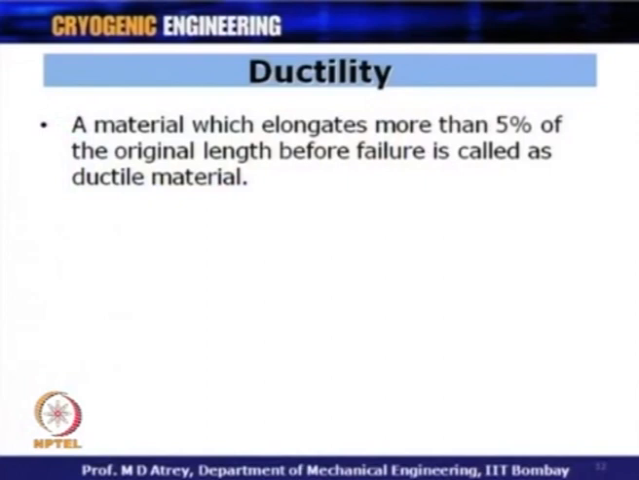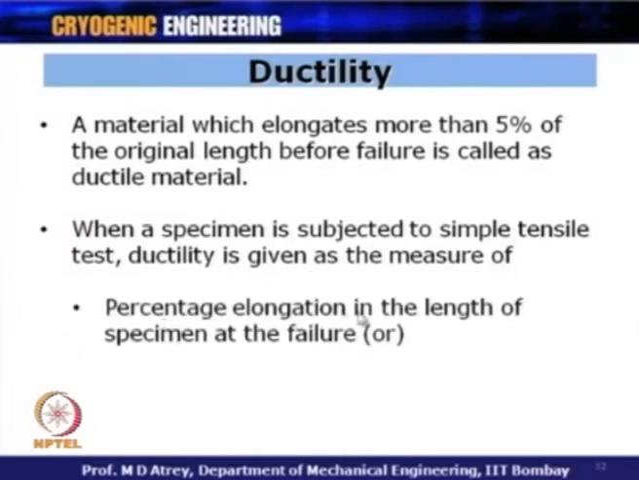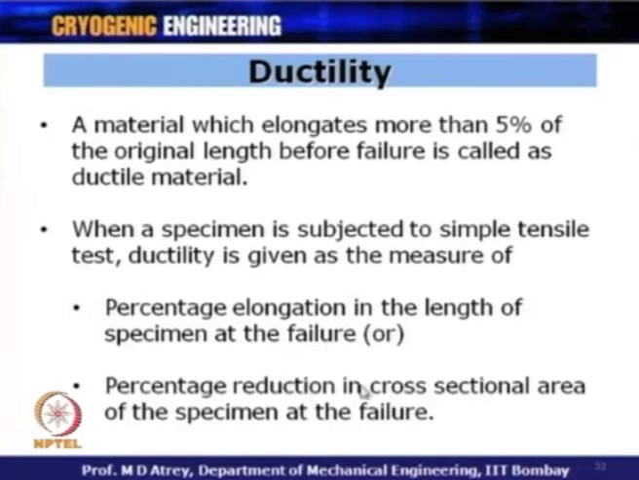Now, let us see the next property, which is ductility, which is in a way related to the impact strength that we studied just now. A material which elongates more than 5% of the original length before failure is called a ductile material. This is the clear definition of a ductile material. Which material can be called ductile? When a specimen is subjected to a simple tensile test, ductility is given as a measure of the percentage elongation of the length of the specimen at the failure, or the percentage reduction in cross-sectional area of the specimen at the failure.